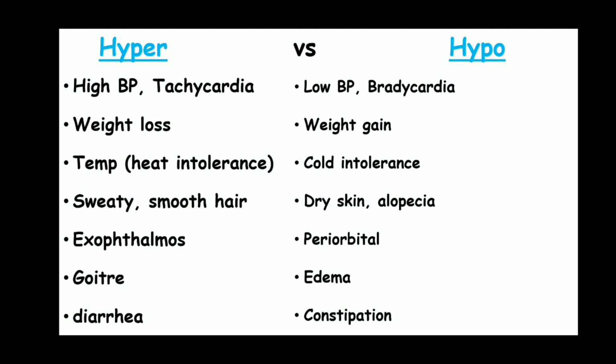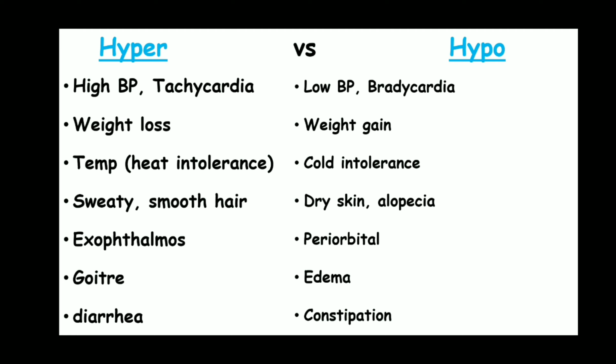Now let's see the difference between hyper and hypothyroidism. We already said it is a metabolic hormone. So mainly in hyperthyroidism, you will have a very high BP, tachycardia, and because of that palpitations, weight loss. There will be a lot of thermogenesis happening. So the patient will have heat intolerance and be very sweaty. Remember, the skin won't be dry. Skin will be very smooth and sweaty. Hair will be smooth. Bulging of the eyes is exophthalmos. Goiter and diarrhea can be there.